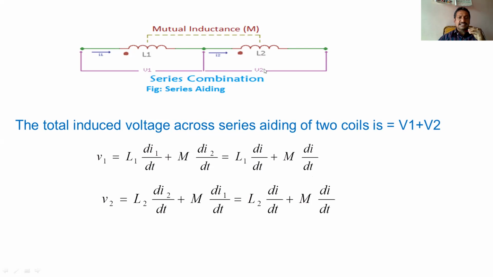Next, the voltage across the second coil, V2, is L2 into di2 by dt plus M into di1 by dt. Therefore, since I1 equals I2 equals I, it is L2 into di by dt plus M into di by dt. Now we add these two equations. V total is equal to V1 plus V2. Therefore we see L1 plus L2 plus M plus M, that is 2M, into di by dt. So it is L1 plus L2 plus 2M into di by dt.